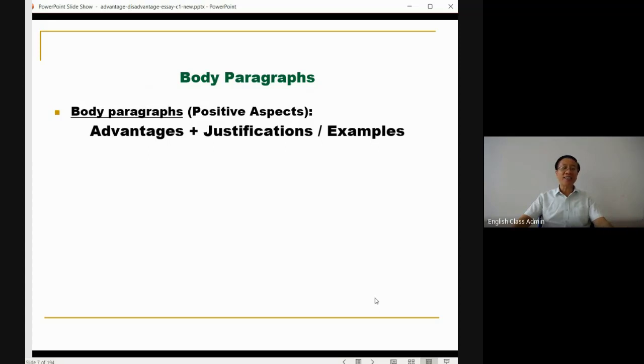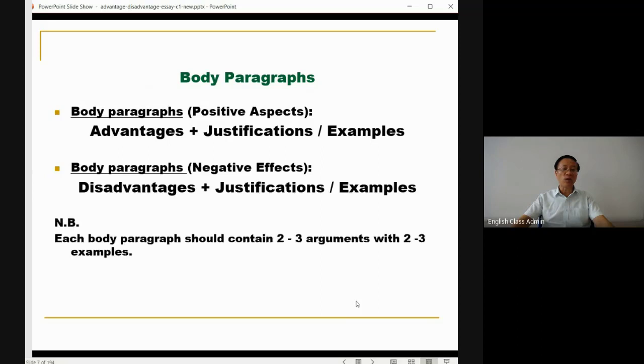This is not a list of advantages, but for each advantage, you should give justification and support your idea with example. And you do the same for the paragraph about the negative effects or the disadvantage. Okay, so for each of the main points, you should give justification and also illustrate with example.